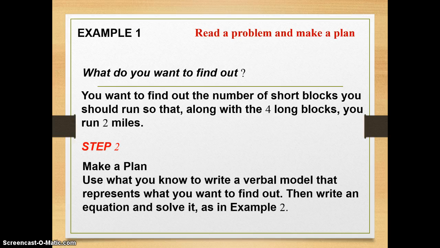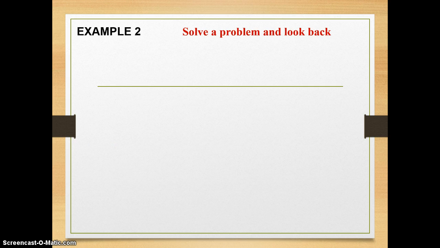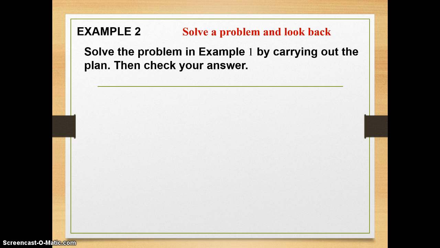So step 2 is to make a plan. Use what you know to write a verbal model that represents what you want to find out. Then write an equation and solve it, as in example 2. Solve the problem in example 1 by carrying out the plan. Then check your answer.